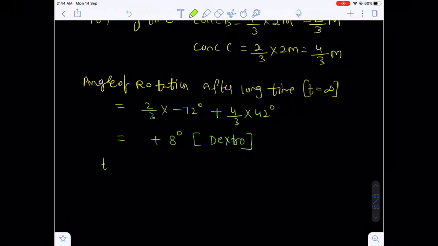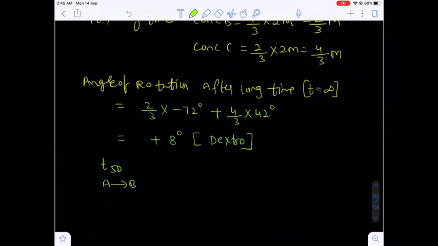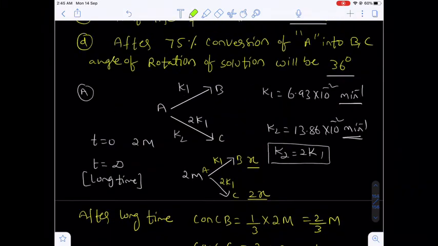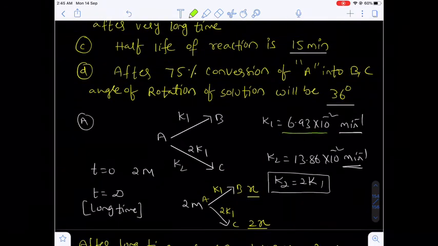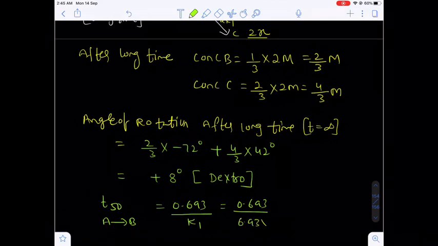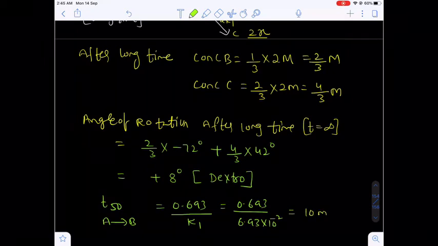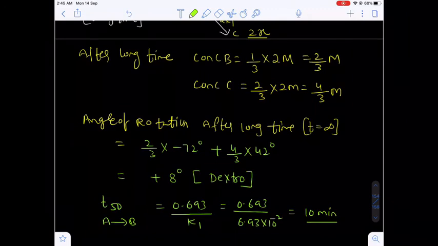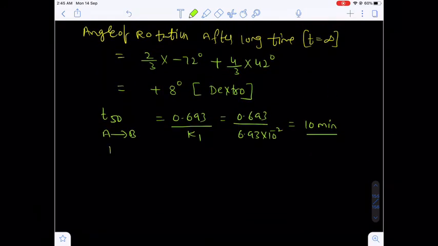What is the t50 for the path A to B? For the path A to B, that is equal to 0.693 upon K1. Here K1 is given as 6.93 into 10 raised to minus 2. So you will get 10 minutes as the half period for the reaction A to B.